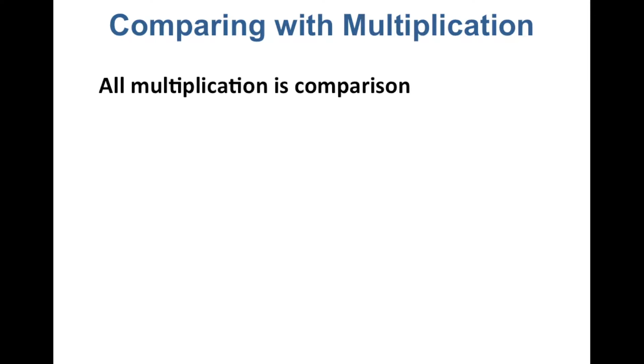All multiplication is a comparison. Whenever you multiply, you're comparing the factors in your problem and the product of your problem. So let's take another example. Let's take this example of 6 times 3 equals 18. When you write that equation, you're writing a multiplication fact, but you're also telling us that 18 is 3 times as big as 6.